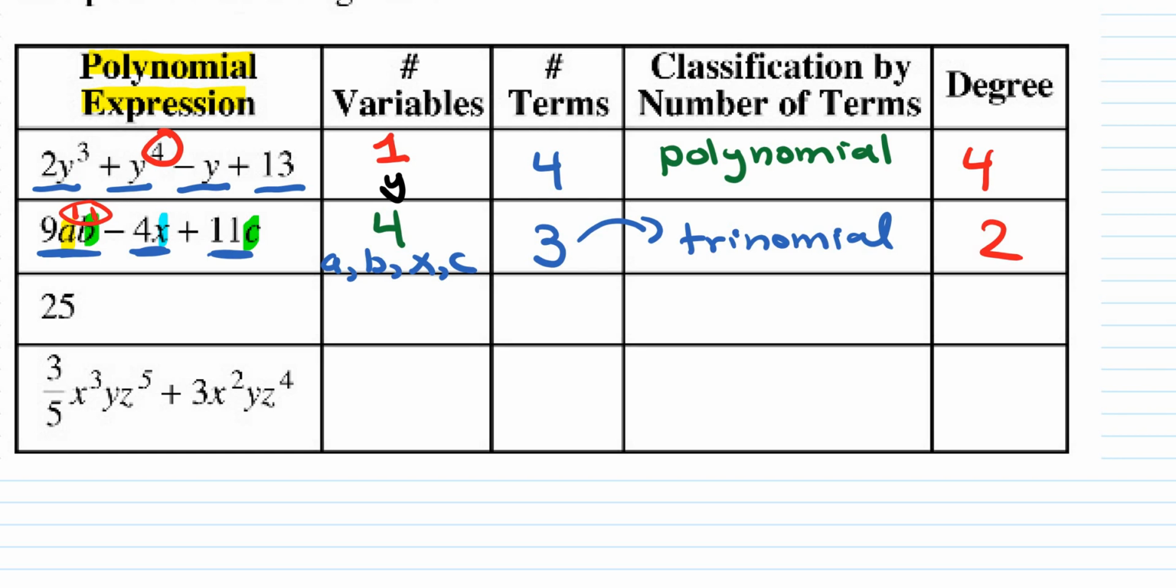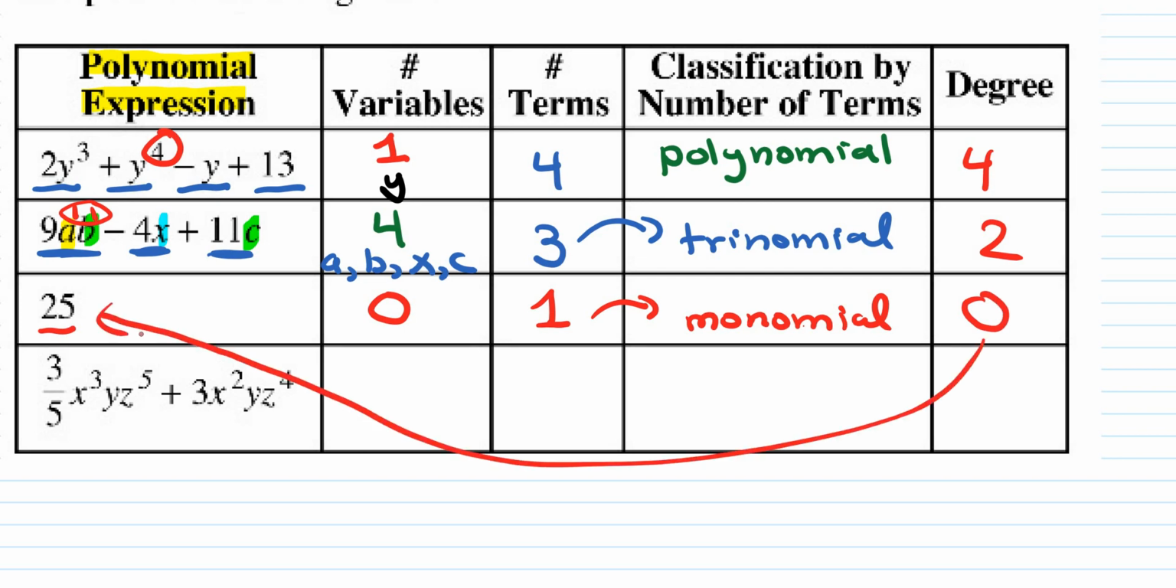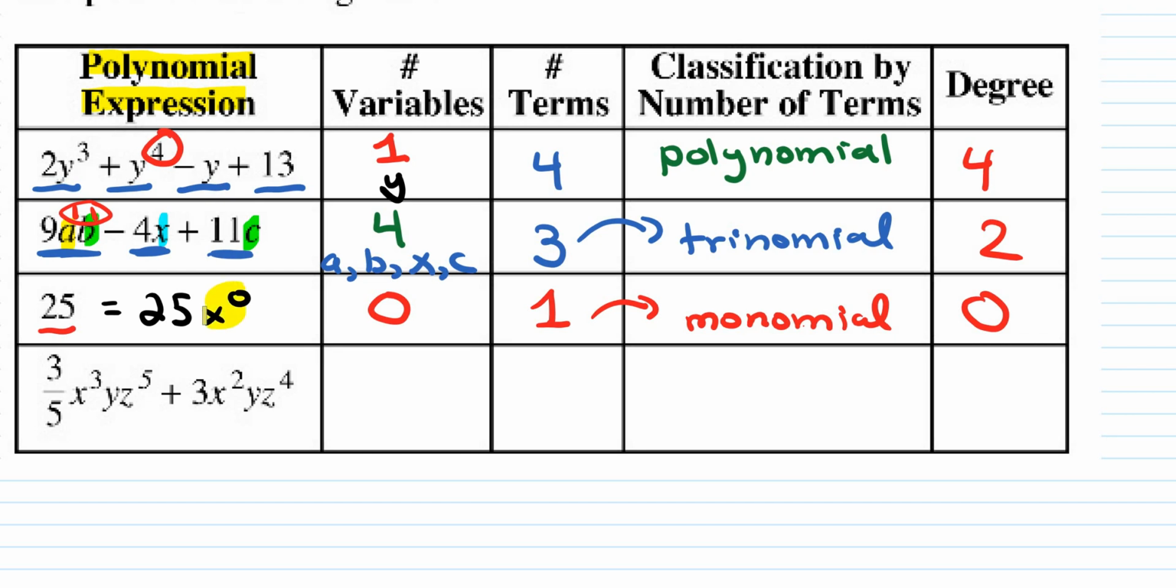So I don't see any variables, so there are 0 variables. Since 25 is just one term, there's only one term, and one term we call that a monomial. And the degree here is going to be 0, right? So whenever we just have a number here, numbers always have a degree of 0. We could also write this as 25 x to the power 0, and we'll learn that anything to the power 0 is going to be 1. So 25 times 1 is 25, but anyways, this is going to be the degree right there.